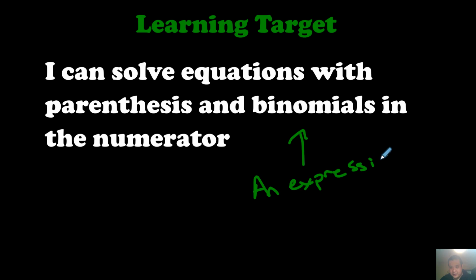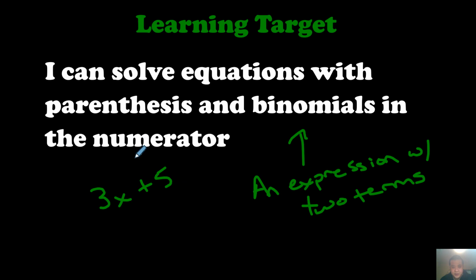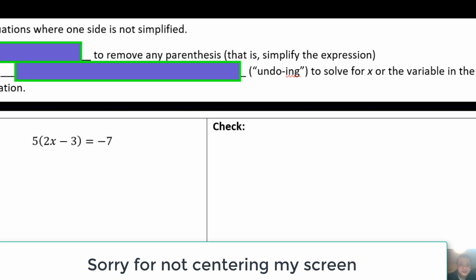So an example of that would be 3x plus 5, that has two terms in it, okay? 3x is one term, and 5 is a second term, okay? And remember, terms are separated by addition and subtraction signs that are not in parentheses. So, let's take a look at our first question.